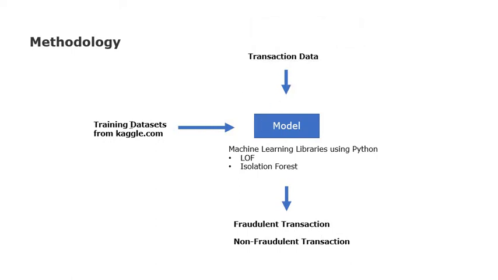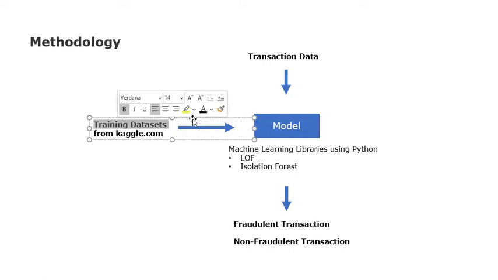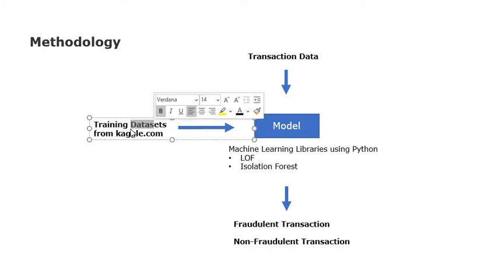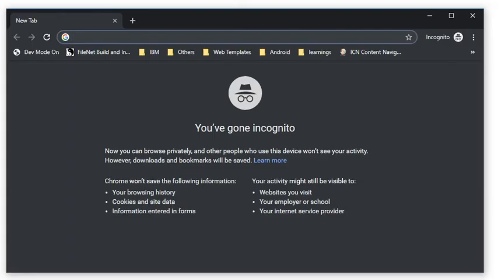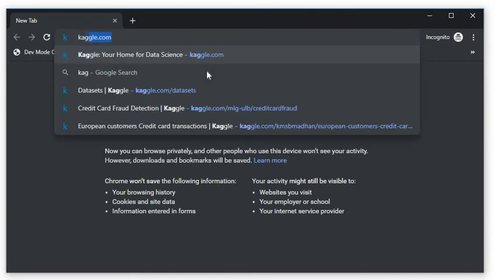Now, where are we getting the data set from? We are getting the data set from a site called kaggle.com, because this is the universally accepted site for data sets for any machine learning problem. Let me show you how to get the data set. I'll just go to kaggle.com.